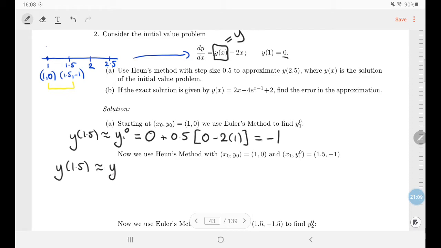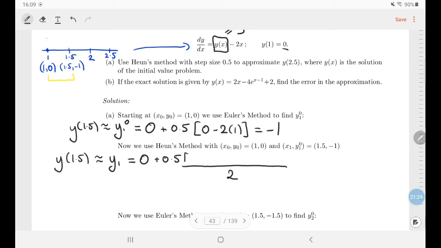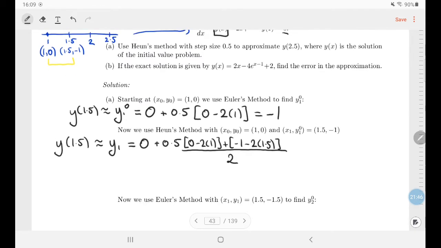is approximated by y1. Now I won't write Heun on it, but you could. It's equal to the previous y value, which is 0, plus the step size, which is 0.5, and now average the two slopes. The slope is y minus 2x. So the first one, the previous y value, I'm looking at these two points on the left, y minus 2x, plus y minus 2x for the next point. Now I'm just going to cheat by looking down here. I know that this is going to give us minus 1.5.